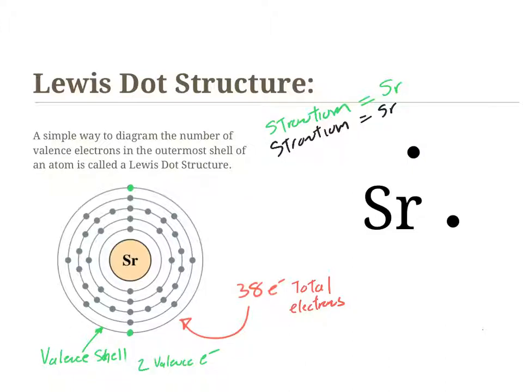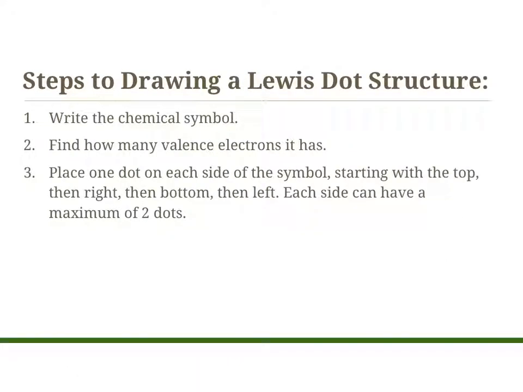With that in mind, because strontium has 2 valence electrons, I drew strontium's symbol, Sr, and I put 2 electrons around it. So that's how I can tell that strontium has 2 valence electrons. It's a newer, quicker way to do this. The older way was to draw this giant structure, and I'm trying to give you a shortcut. Moving on, because I'm going to show you how this works.